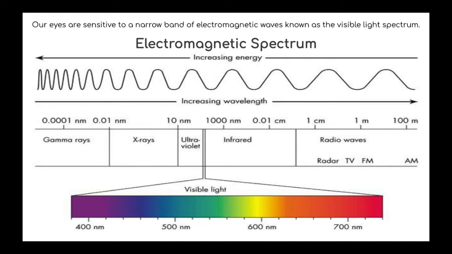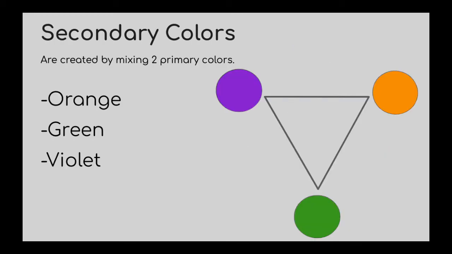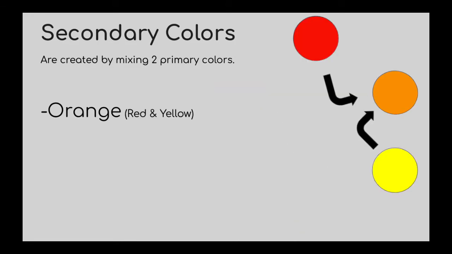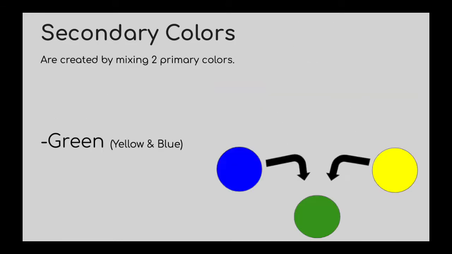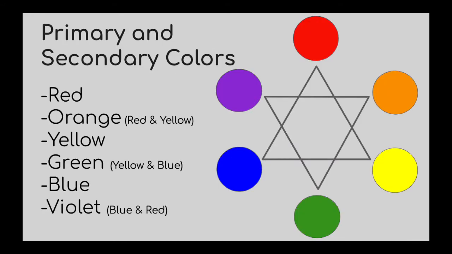Let's start looking at some of the basics of the color wheel. First, we have primary colors. These are colors that cannot be mixed, but can be used to create all other colors. They are red, yellow, and blue. Next, we have secondary colors. You use two primary colors to create a secondary color. Secondary colors are orange, green, and violet, or sometimes called purple. As you see here, red and yellow make orange, yellow and blue make green, and blue and red make violet. These 6 colors create your primary and secondary colors.